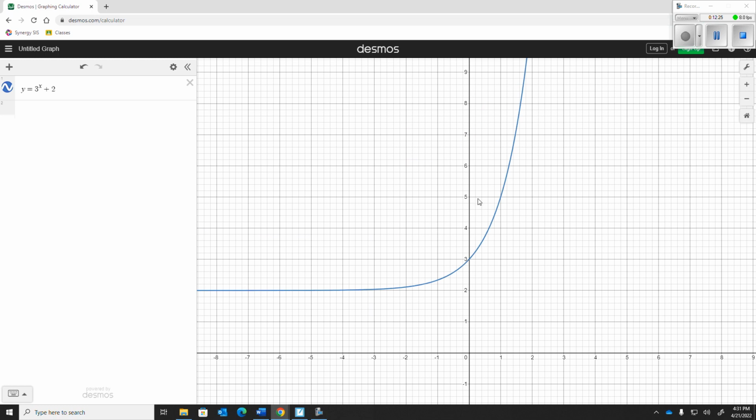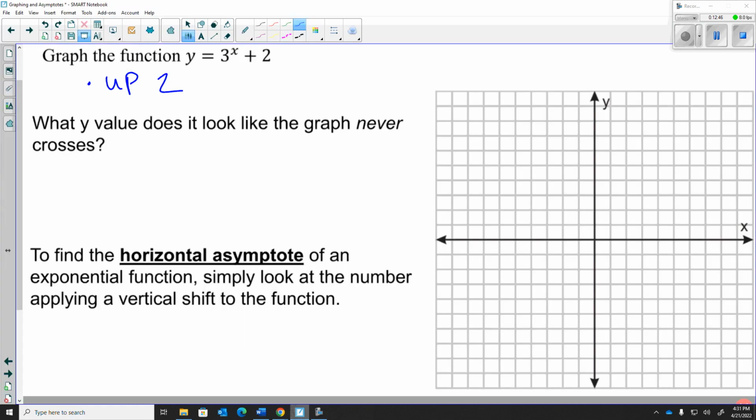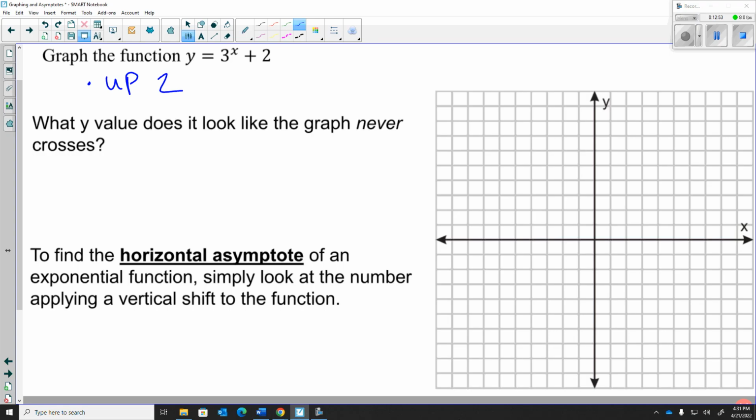Let's get some points that I can use here. (0, 3). This looks like (1, 5). And notice how it levels off right around 2 on the y-axis. So (0, 3) and (1, 5) are two points that I can use to graph this thing. Let's go graph it. We got (0, 3) and (1, 5), and it levels off at 2. There's my exponential graph.